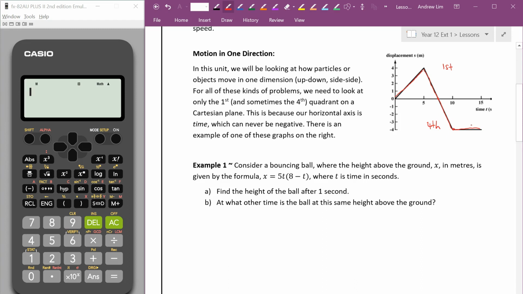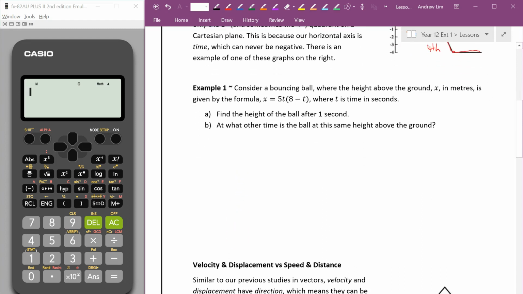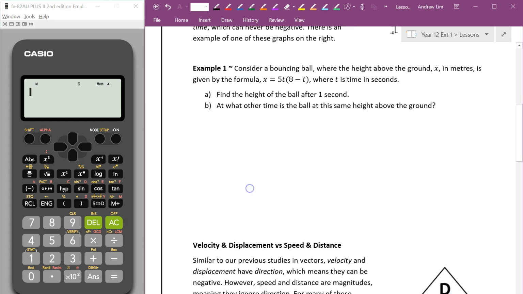Consider a bouncing ball, where the height above the ground, x in meters, is given by the formula x is equal to 5t(8 minus t), where t is time in seconds. Find the height of the ball after 1 second. So this is nice and easy. When t is equal to 1, the height is equal to 5 times 1, times 8 minus 1. 5 times 7 is 35. So 35. Now, because x is in meters, I'm going to write meters.